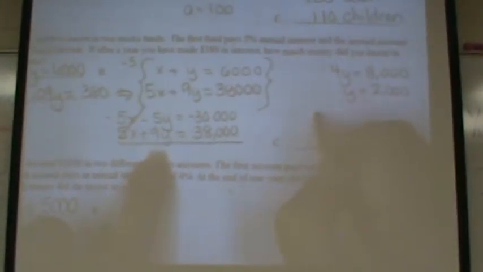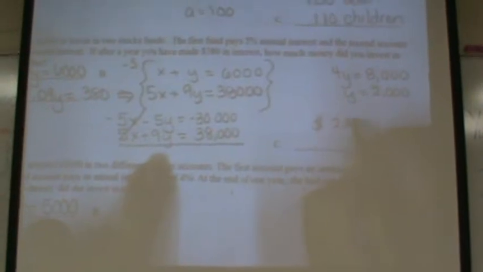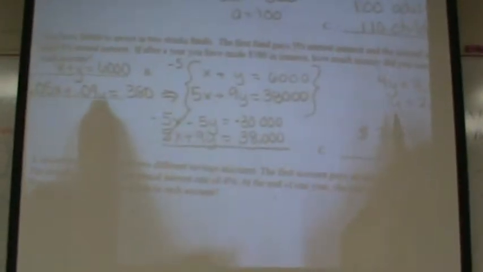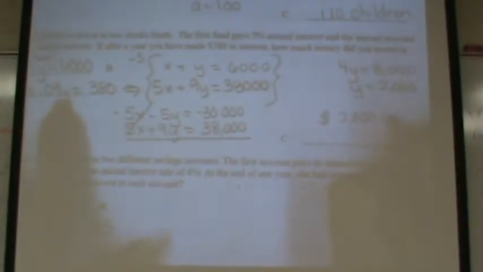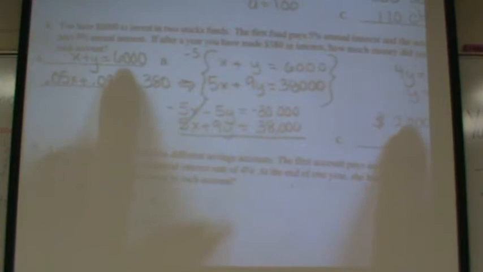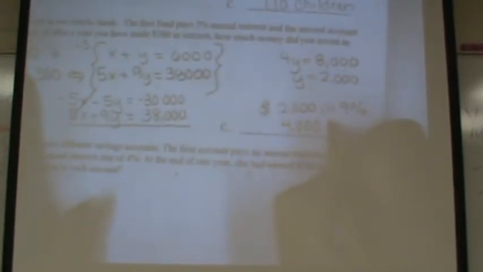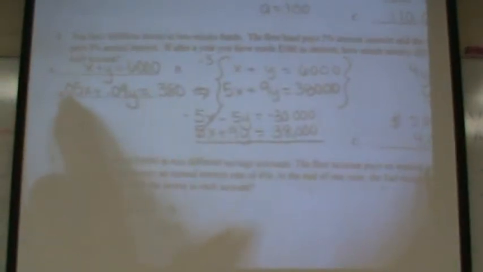So that means I'm going to invest $2,000 into the account that earns 9%. And then subtract that from 6,000, that would give me 4,000 into the account that earns 5%.